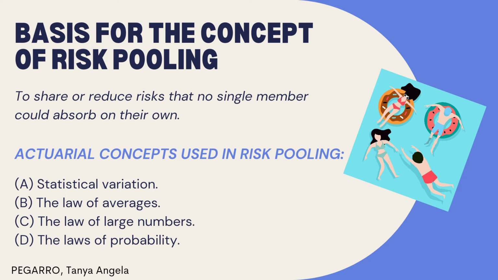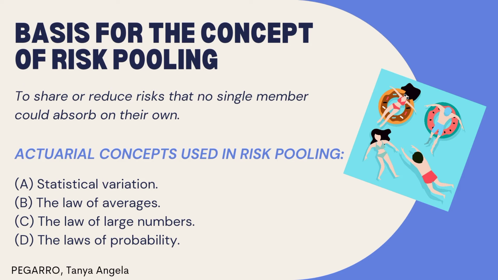The basis for the concept of risk pooling is to share or reduce risks that no single member could absorb on their own. Hence, risk pooling reduces a person or a firm's exposure to financial loss by spreading the risk among many members or companies. Actuarial concepts used in risk pooling include A. Statistical variation, where variability is reduced through aggregation.